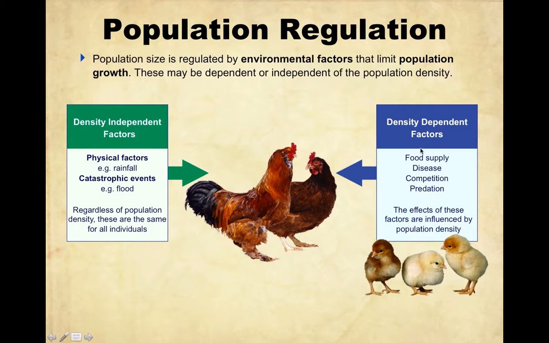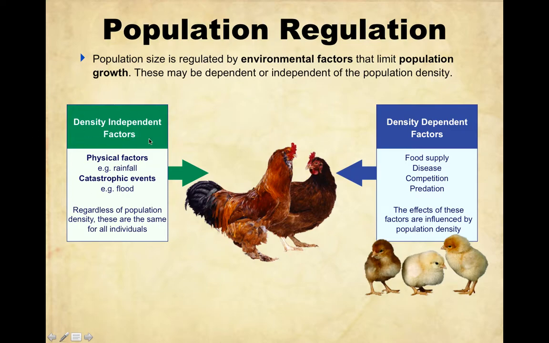Let's start with density dependent factors because these tend to make the most sense for people. The more organisms you have in a population, the greater impact these factors have. So if you have a bunch of chickens in a hen house, then the food supply is going to matter. You have limited food supply. If you have disease, it's going to spread more easily because they're so clumped together. There's going to be way increased competition for food. And predation is going to impact them more as well, okay? So these are all things that are very much dependent on how much of an organism is in a population.